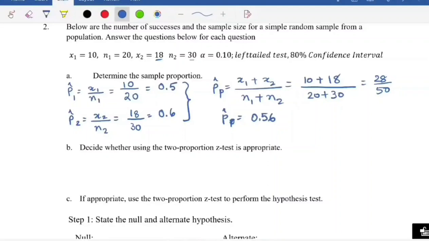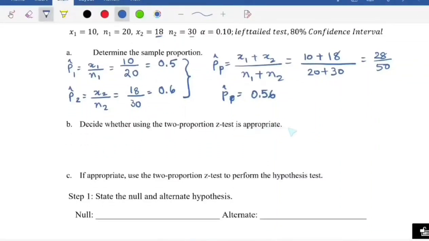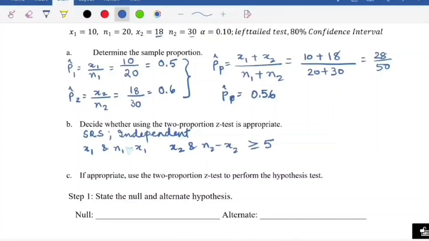All right, we will need to use that. Now decide whether using the two proportion z test is appropriate. Let's assume it's SRS, simple random samples. Let's assume it's independent. But for the third one, we have to look at the data and make sure that x sub 1 and n sub 1 minus x sub 1, and on the other hand, x sub 2 and n sub 2 minus x sub 2 are all greater or equal to 5. All right.